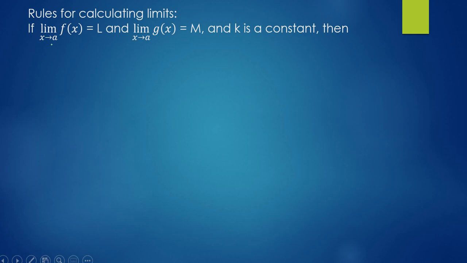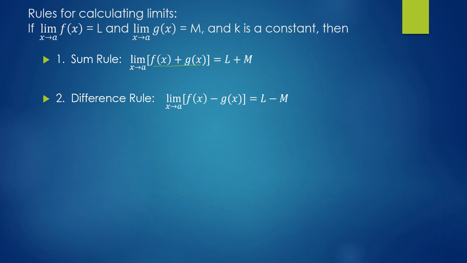Okay, rules for calculating limits. If the limit as x approaches a of f of x equals L, and the limit as x approaches a of g of x equals m, and if k is a constant, then we can follow these rules. The sum rule. The limit as x approaches a of the sum of the functions is the sum of the limits. So if I add two functions together, but I know their limits individually, I can just add their limits up. Difference rule, same thing, but with a subtraction sign.